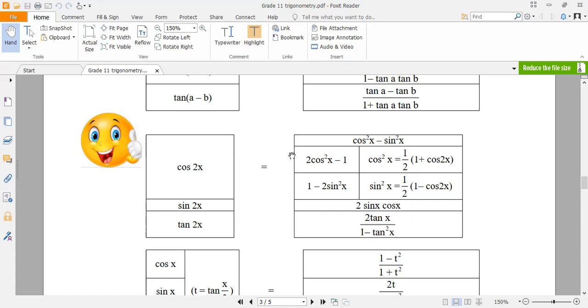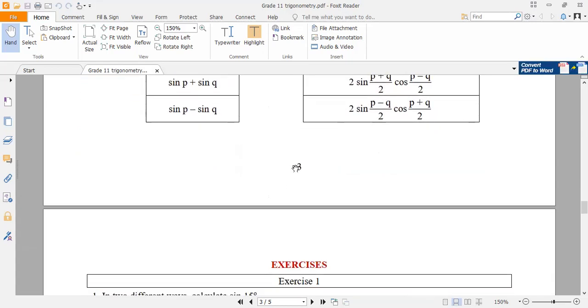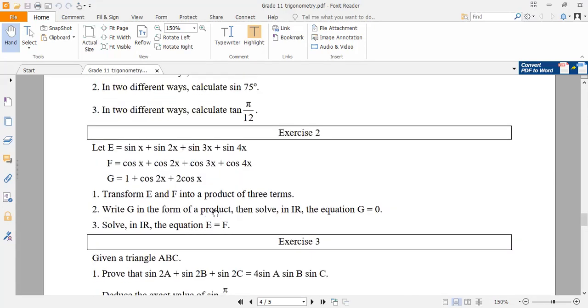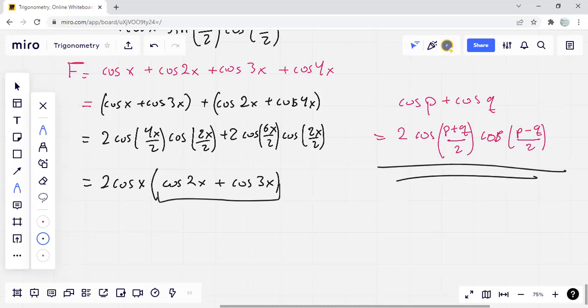Cosine 2x, we don't want to write it as cosine squared minus sine squared. We don't want to write it as a difference of two things. The question is to write it as a product of three things. Transform them into a product of three terms. So we will not discuss cosine 2x alone. We will also add it with cosine 3x using this rule here.